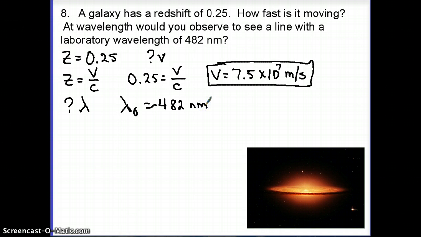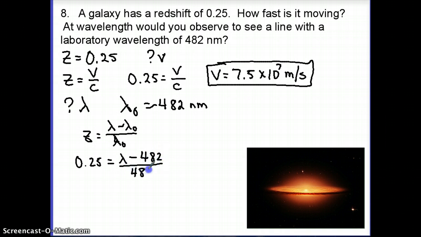Now I can use any two pieces of that equation together. They are all equal to each other, so I can pick any part. So I could, for instance, just say that z is equal to lambda minus lambda naught over lambda naught. Oops, I'm getting ahead of myself. So z is still 0.25. Lambda is what we're solving for. Lambda naught is 482. Here's a tip. I'm never going to make you solve for lambda naught. The algebra is too complicated, and we're just not going to go there. You can do it, but we're not going to.